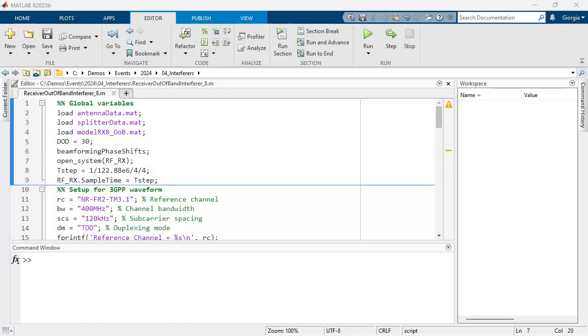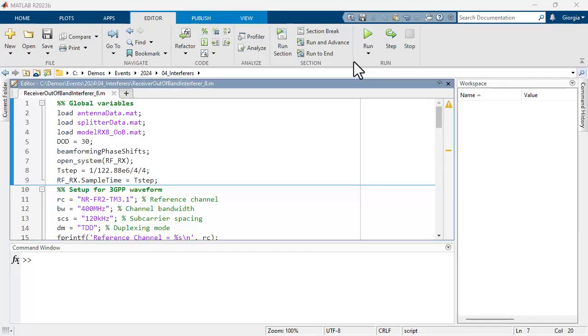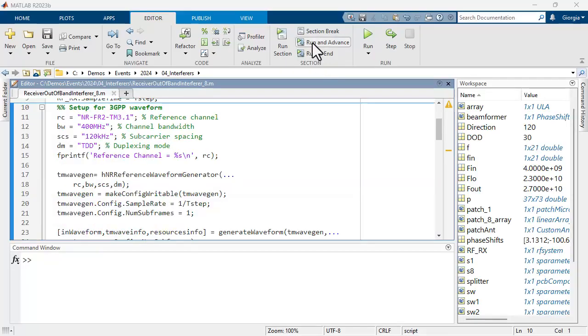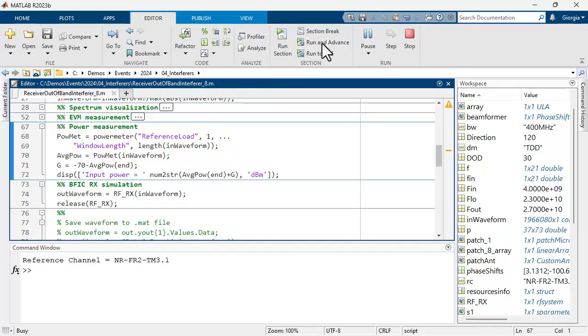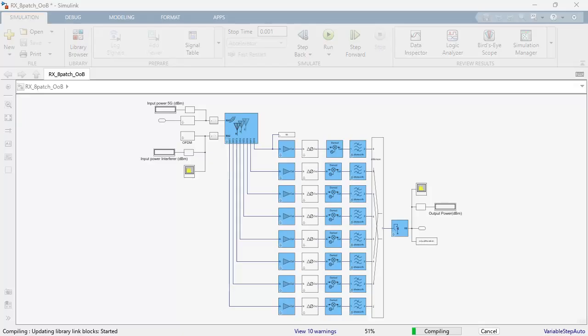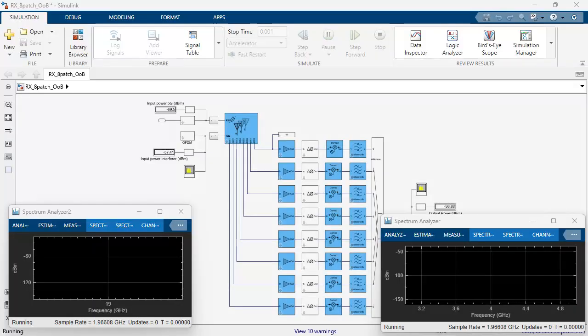So we go back to another MATLAB test bench, essentially where we again have global variables, where we load our design of the antenna, as well as the splitter. We also generate our 3GPP waveform, just like we did before, and scale the input power. This is our desired signal, and feed it through another RF system that in this case is called RF-RX. So here is our RF system where we see on the top branch the 3GPP waveform coming in to our antenna array, and on the bottom side the OFDM signal coming in.